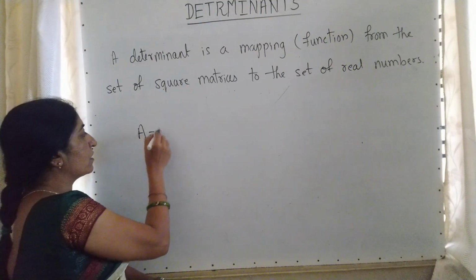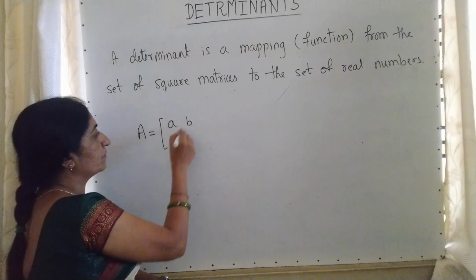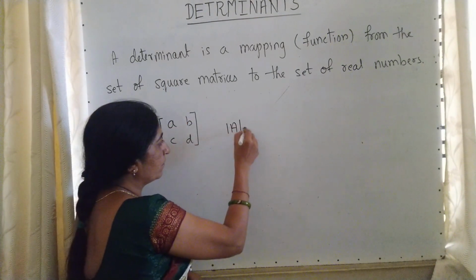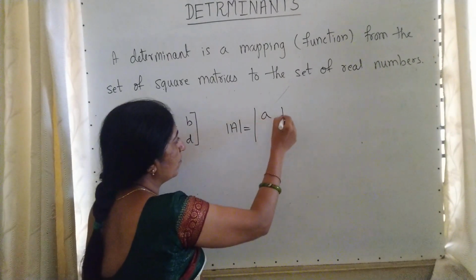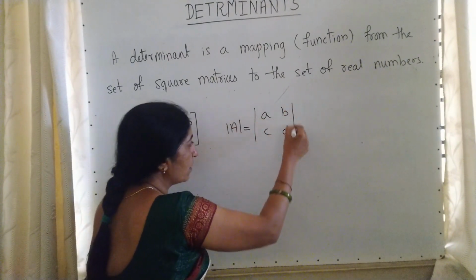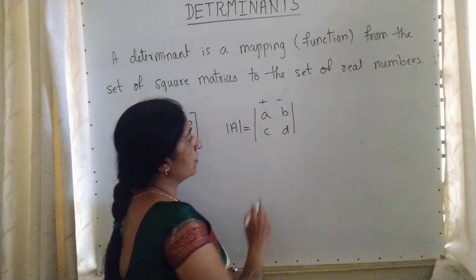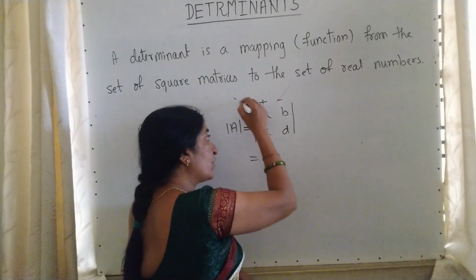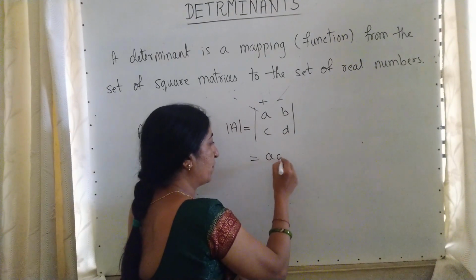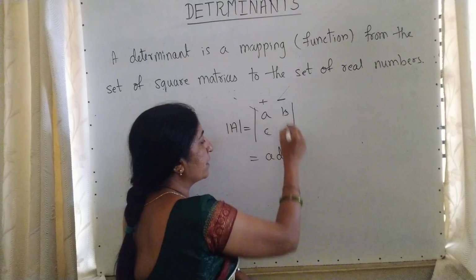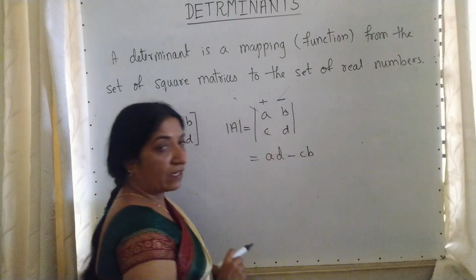Here I am writing one square matrix, and the determinant is written like this: a, b, c, d, and we are solving this. On the top we are writing plus and minus. So here from left top to right bottom we are multiplying, and in the middle we have to write minus because of this sign, and multiply these two. So this is how we are solving.